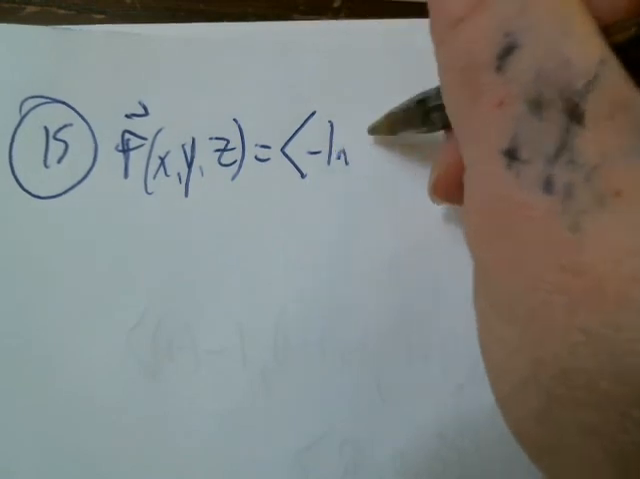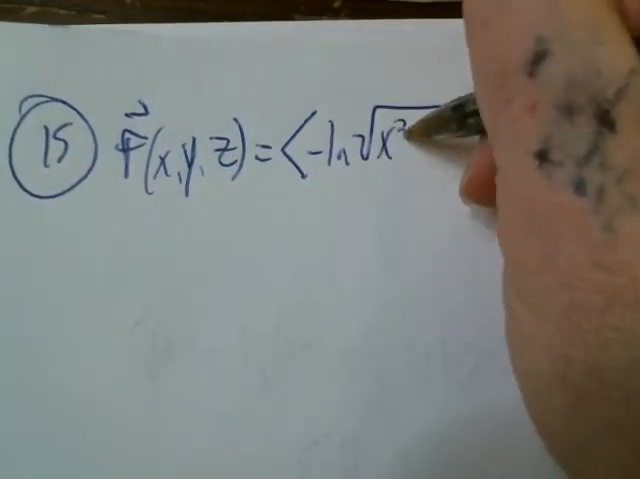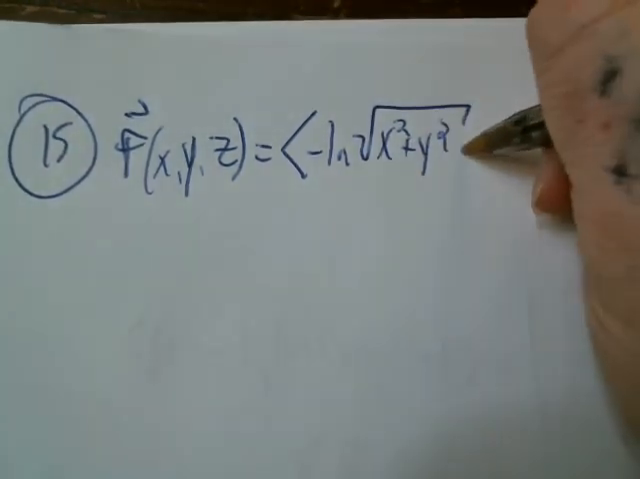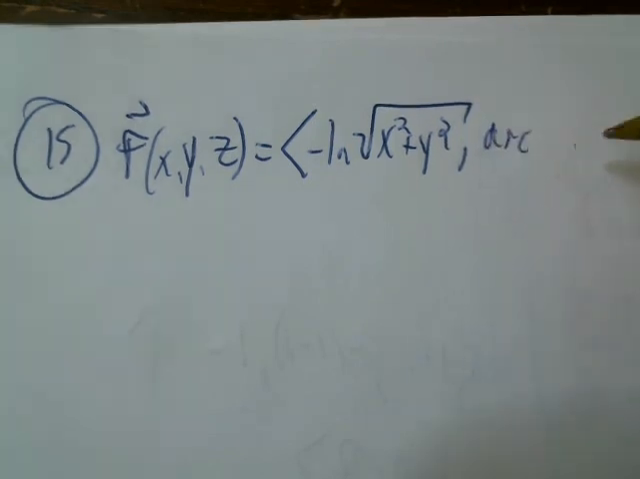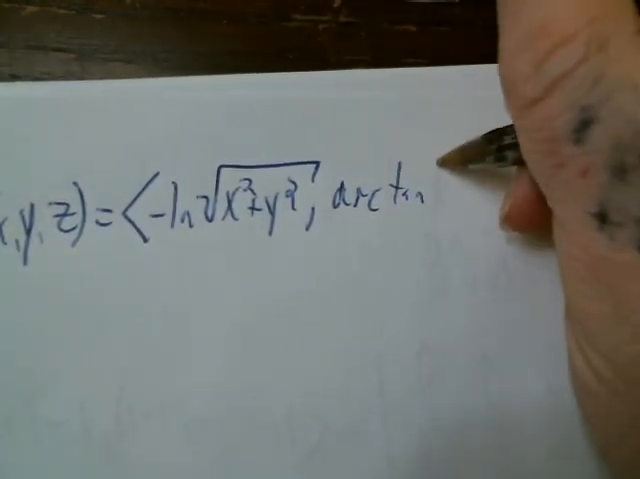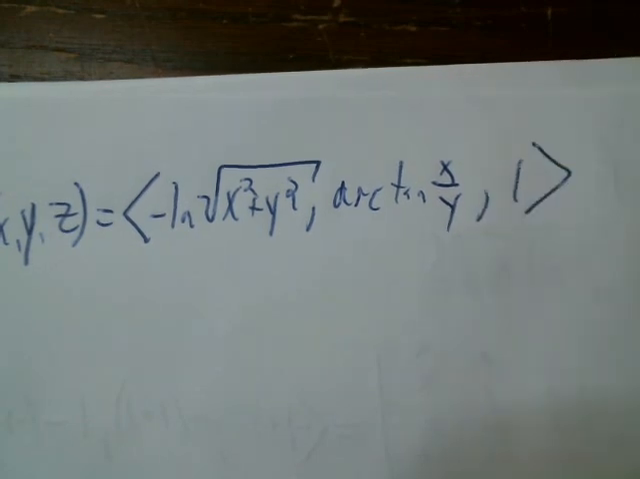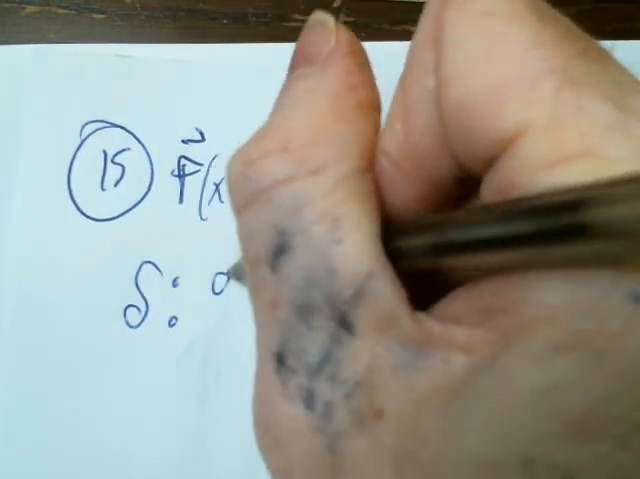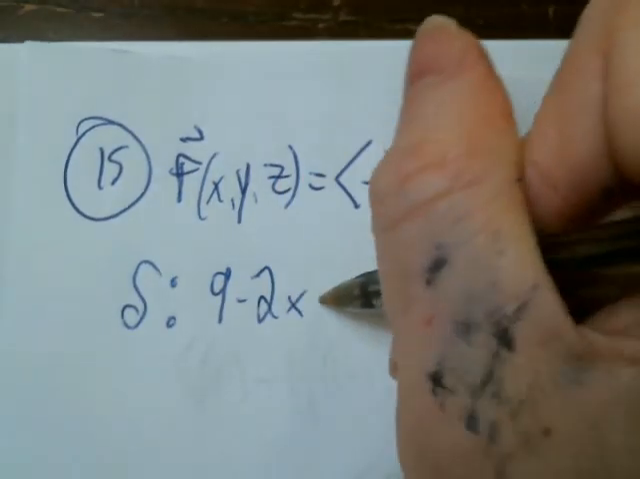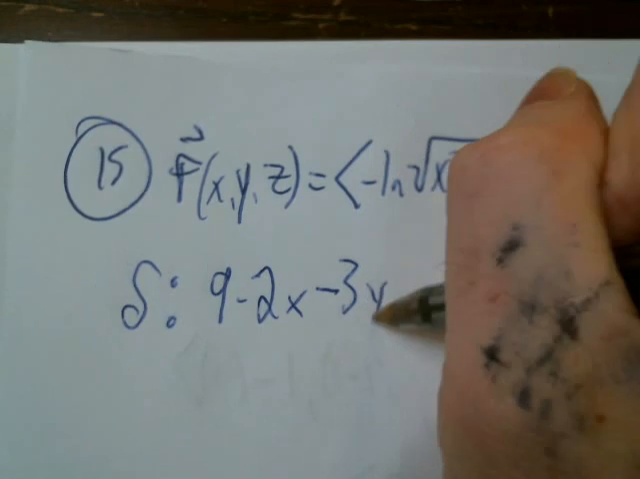So we get negative ln of the square root of x squared plus y squared. Then arctan of x over y, and then 1. And our surface is another one of these elliptic paraboloids. So 9 minus, no, it's just a plane. I take that back, sorry.